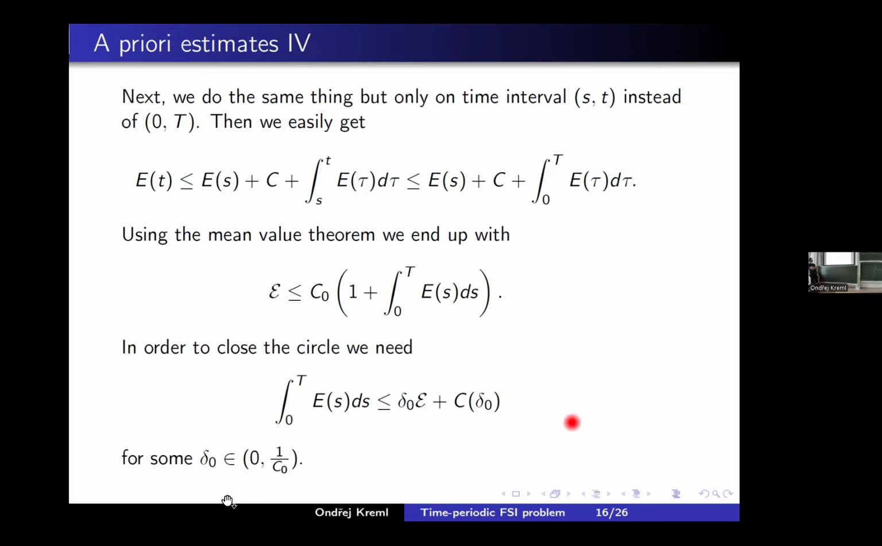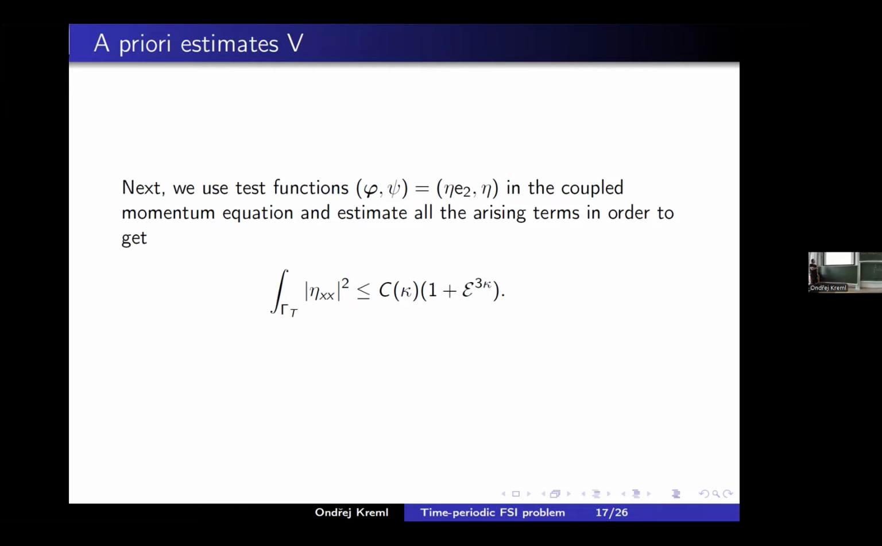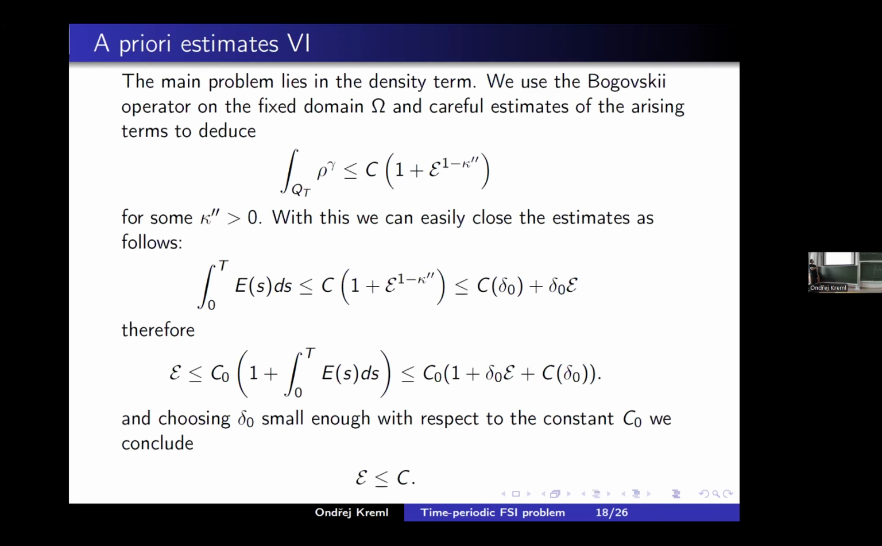Okay, so this is sort of important, but maybe not that involved a step. For the estimate, again by means of the supremum of the energy to some power, as it turns out, the power is 3 times kappa, if kappa is as above. The estimate comes from the density term, so we need to use the Bogovskii operator in a sort of clever way to deduce an estimate like this.